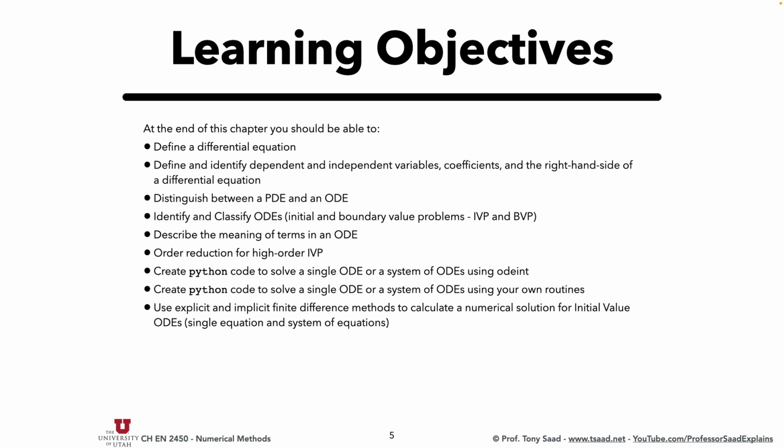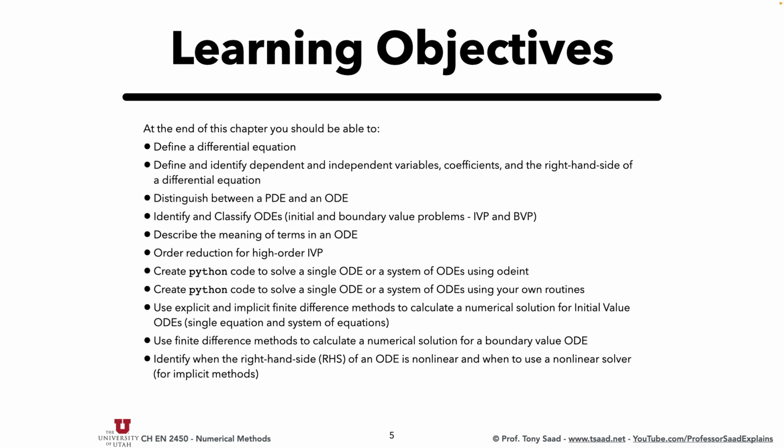Use explicit and implicit finite difference methods. So a lot of things to learn about. But at least I'm listing the objectives for you as you plan your learning guide for the end of the semester. And we'll calculate numerical solutions for initial value problems or systems of equations. We use finite difference methods to solve boundary value problems, and identify when the right-hand side is nonlinear.